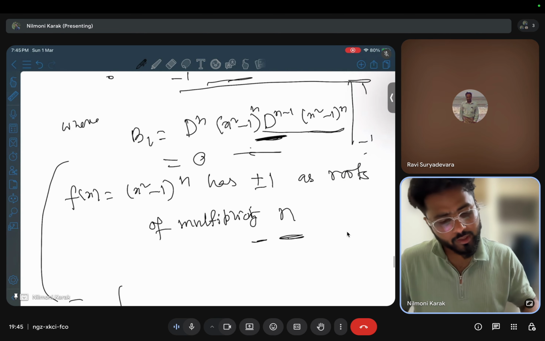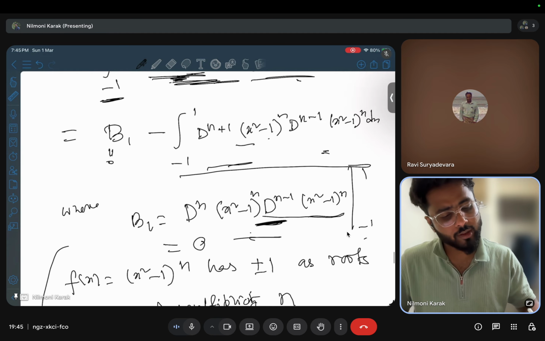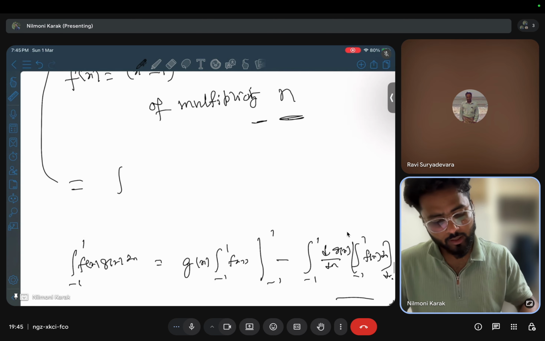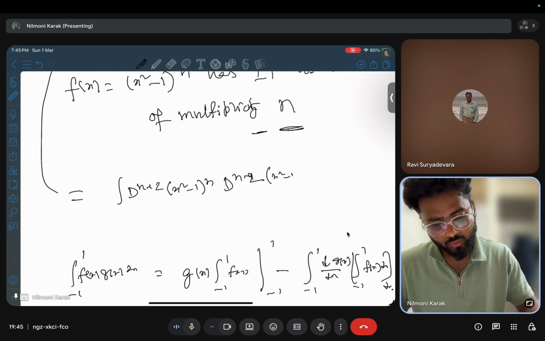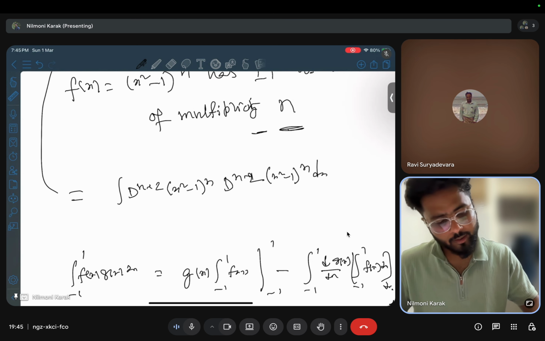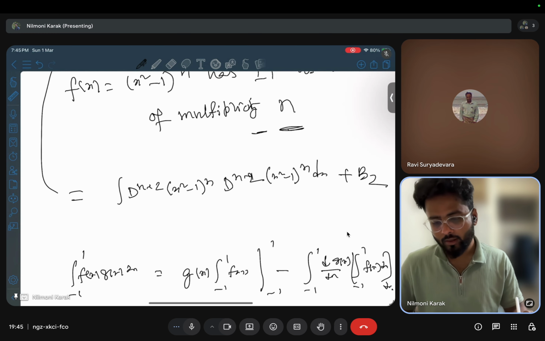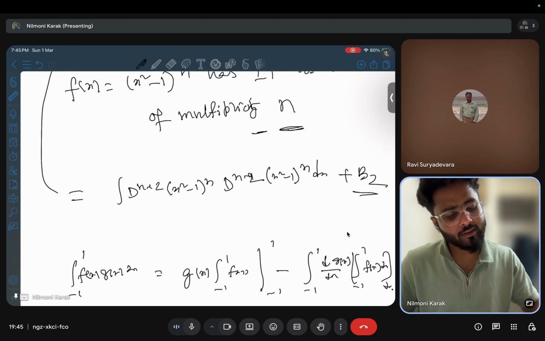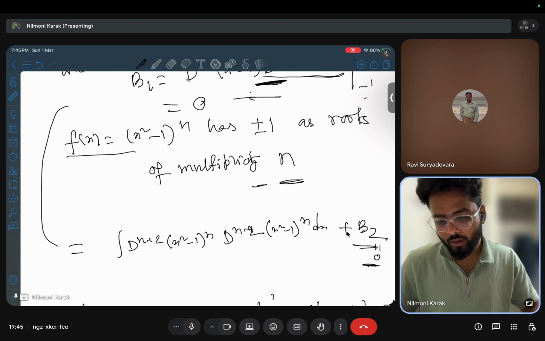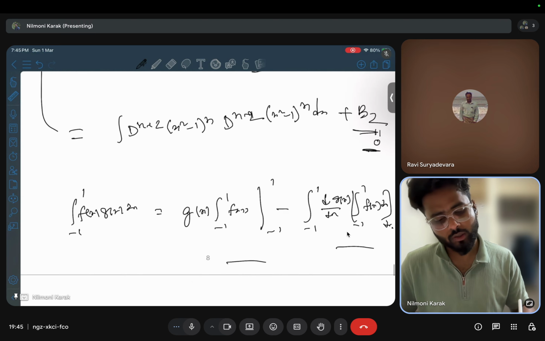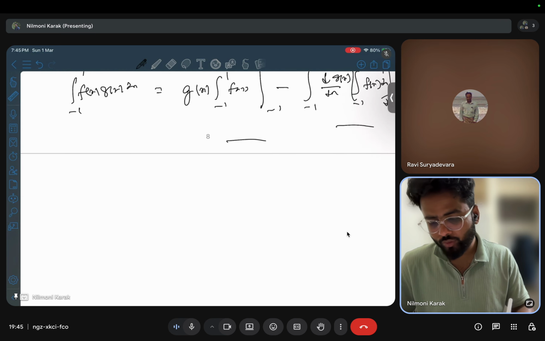And so that's why this implies d^(n+1) over dx^(n+1) ... this implies d^(n+2) of (x² − 1)^n and d^(n−2) of (x² − 1)^n dx and some constant. And for a similar reason this constant will vanish, and this is 0, and so on.